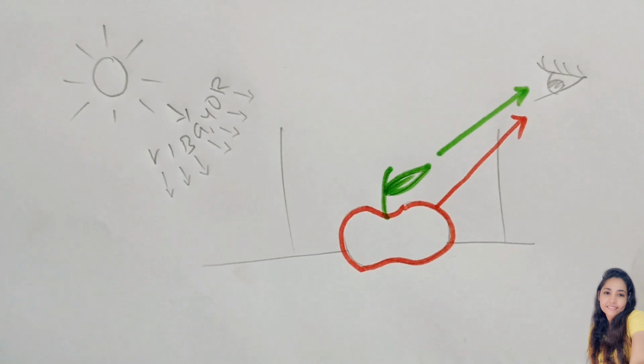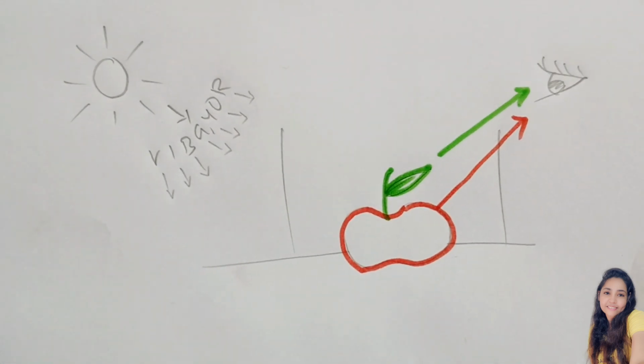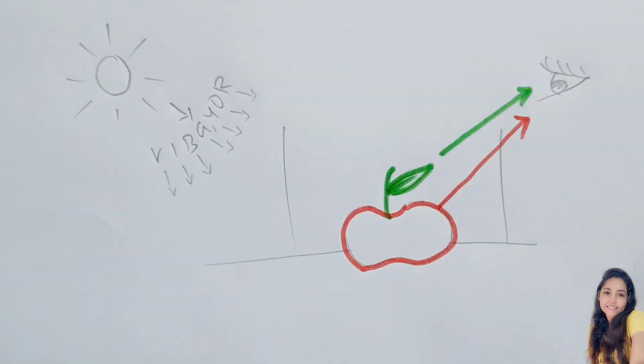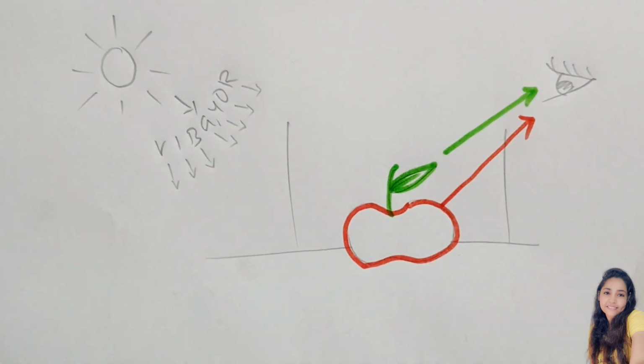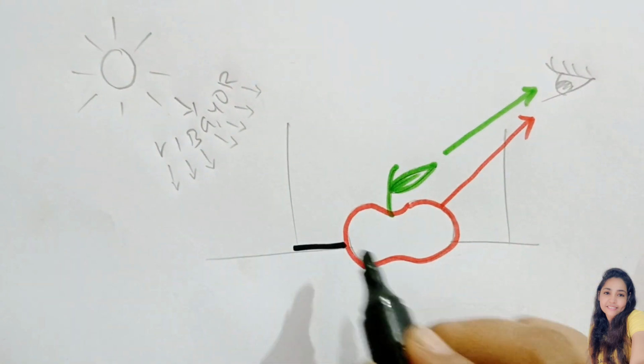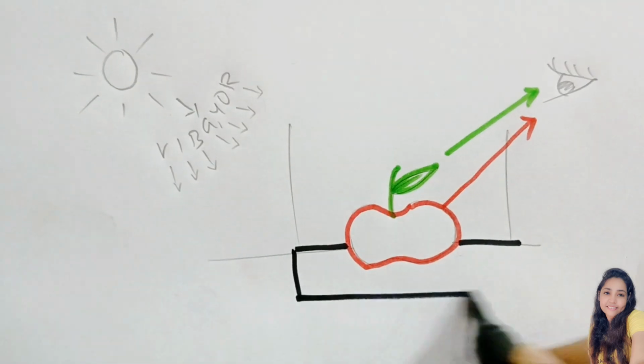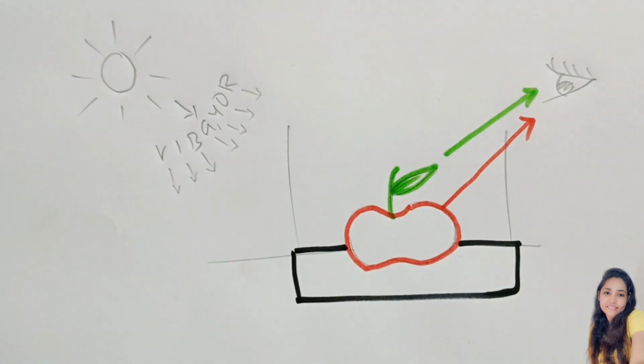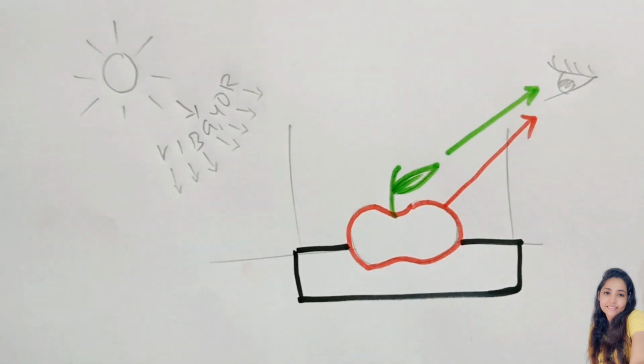What will happen if all the colors are absorbed? Let us say that all the colors go inside, maybe this table. That means nothing is coming out, right? And when nothing is going into the eye, I won't be seeing any color, and the absence of color is what makes it look black.